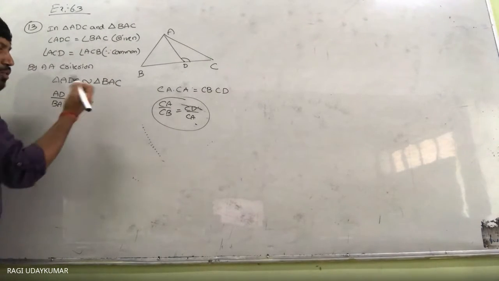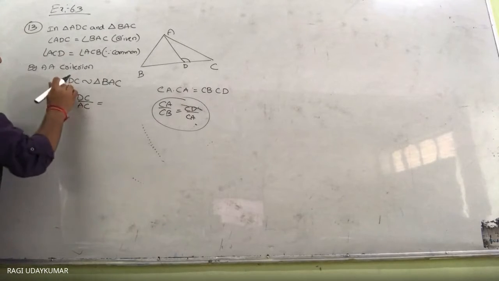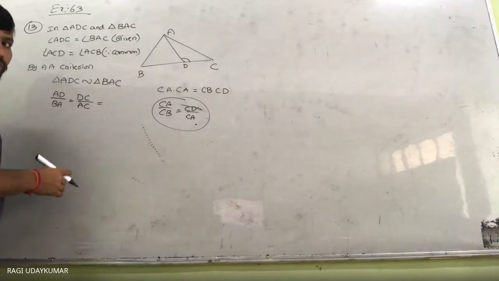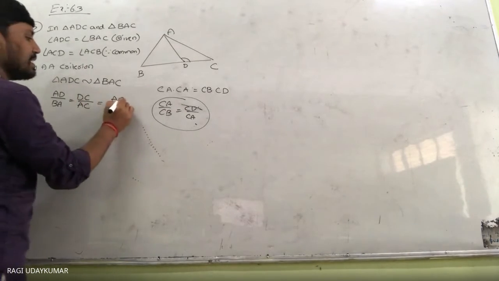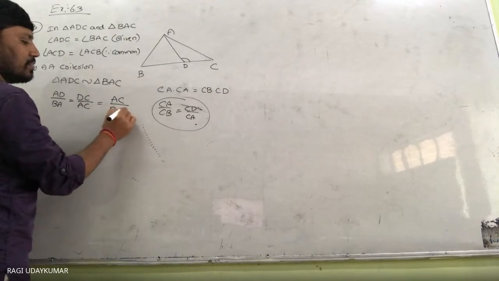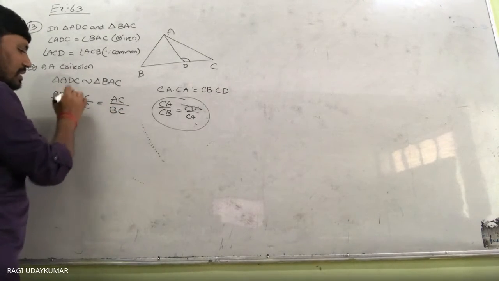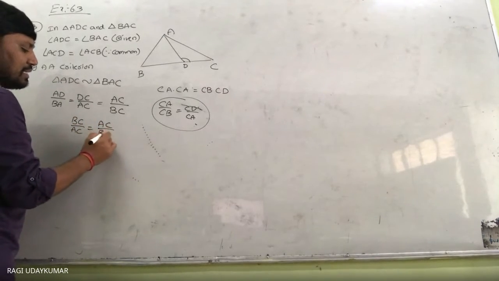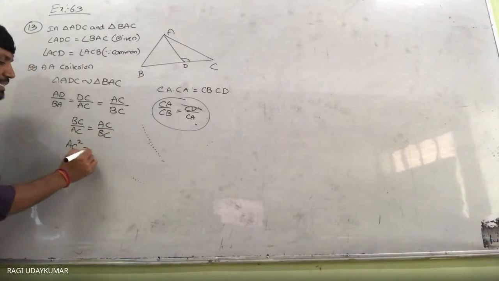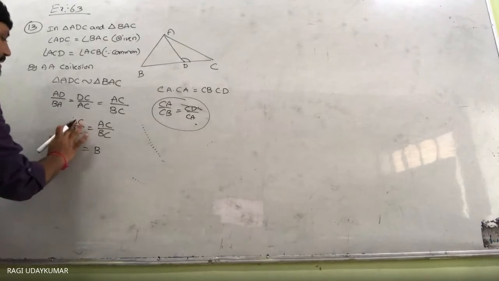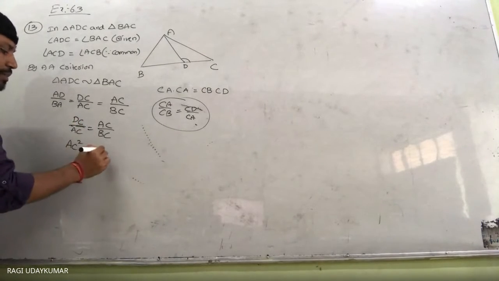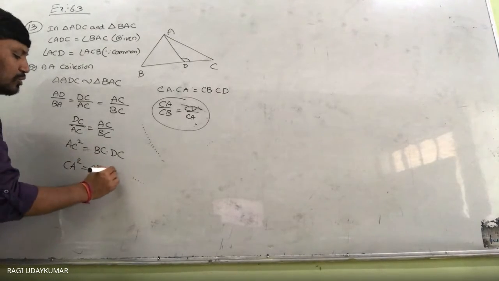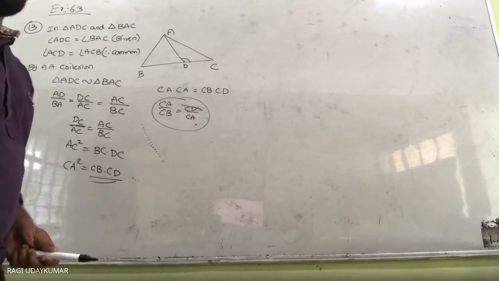So better if you are writing another one, AC by DC. This is not necessary to us. So we are taking that BC by AC is equal to AC by DC. And cross multiply, we are going to get AC square is equal to BC into DC. So this is nothing but CA square is equal to CB into CD. This is what was required to prove.